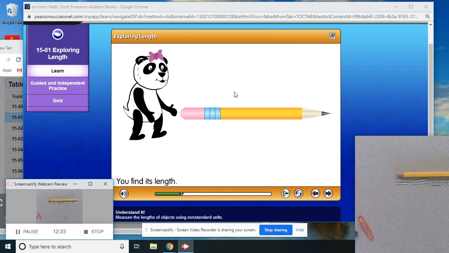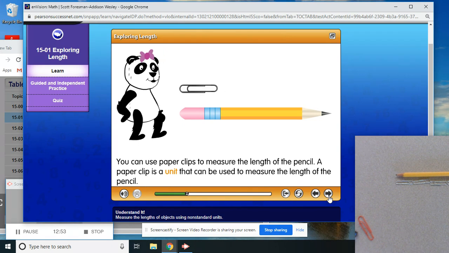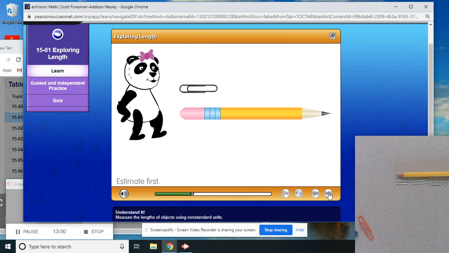So for instance, what are we going to use from this pencil to find its length? Are we going to look at the color to find its length? Are we going to look at the designs on the pencil to discover the length? Or are we going to look at maybe the size in order to find its length? Let's find out. You can use paper clips to measure the length of the pencil. A paper clip is a unit that can be used to measure the length of the pencil.